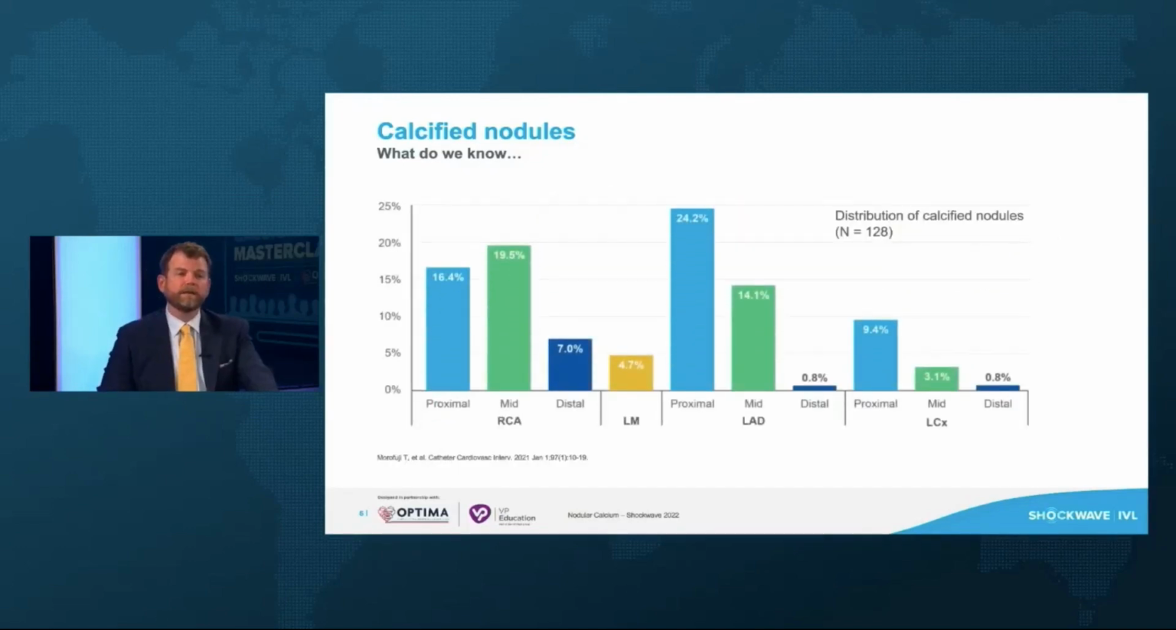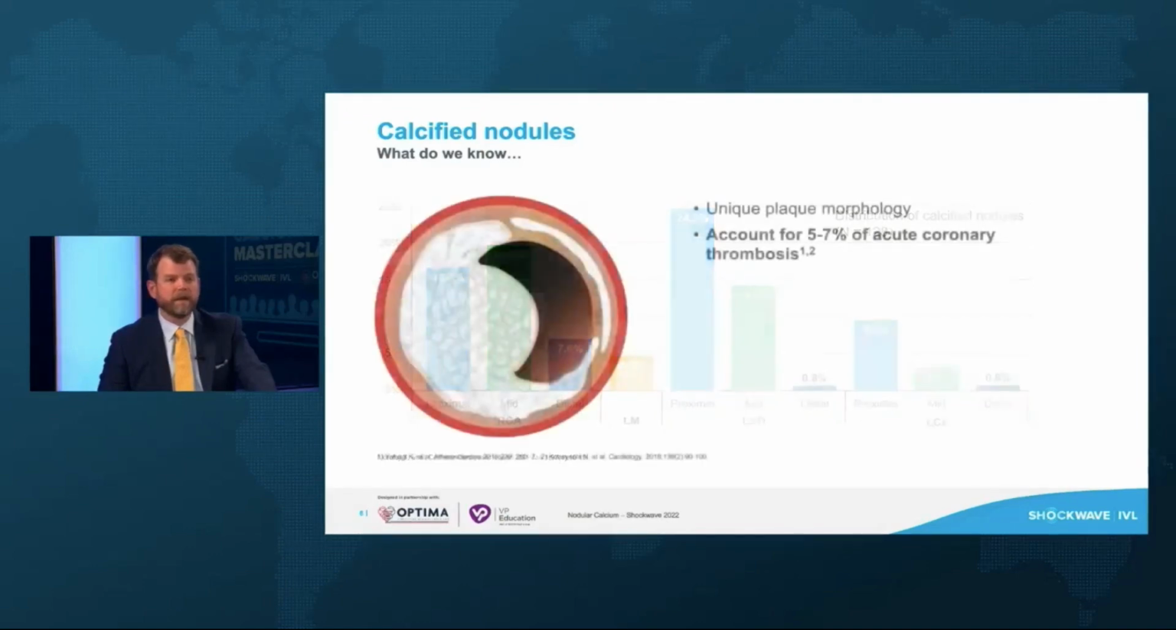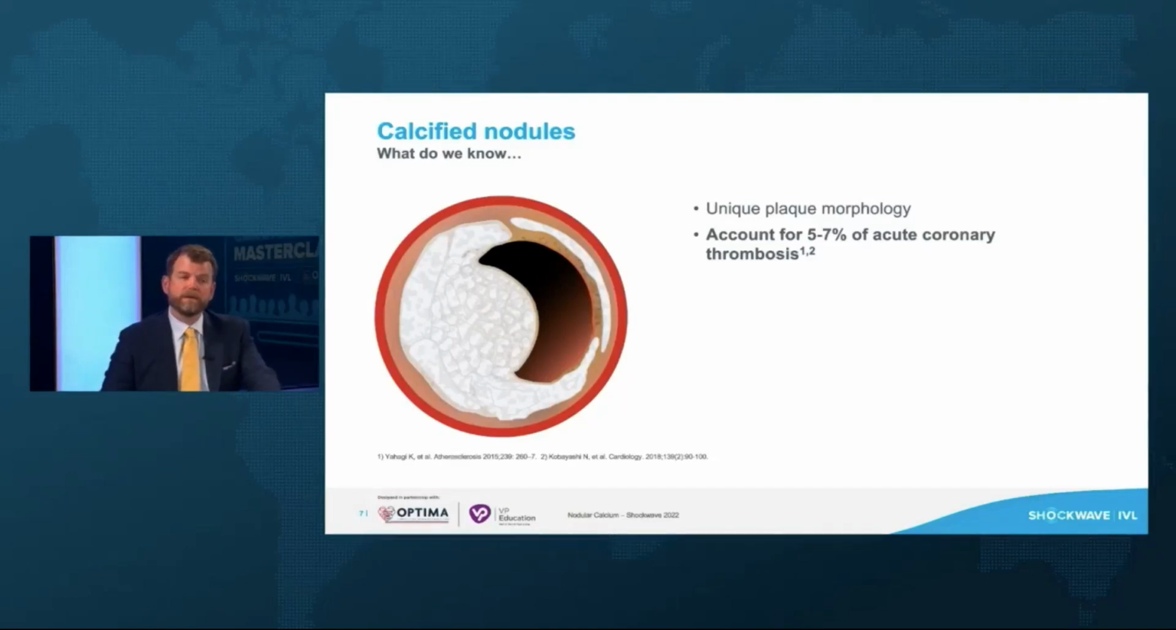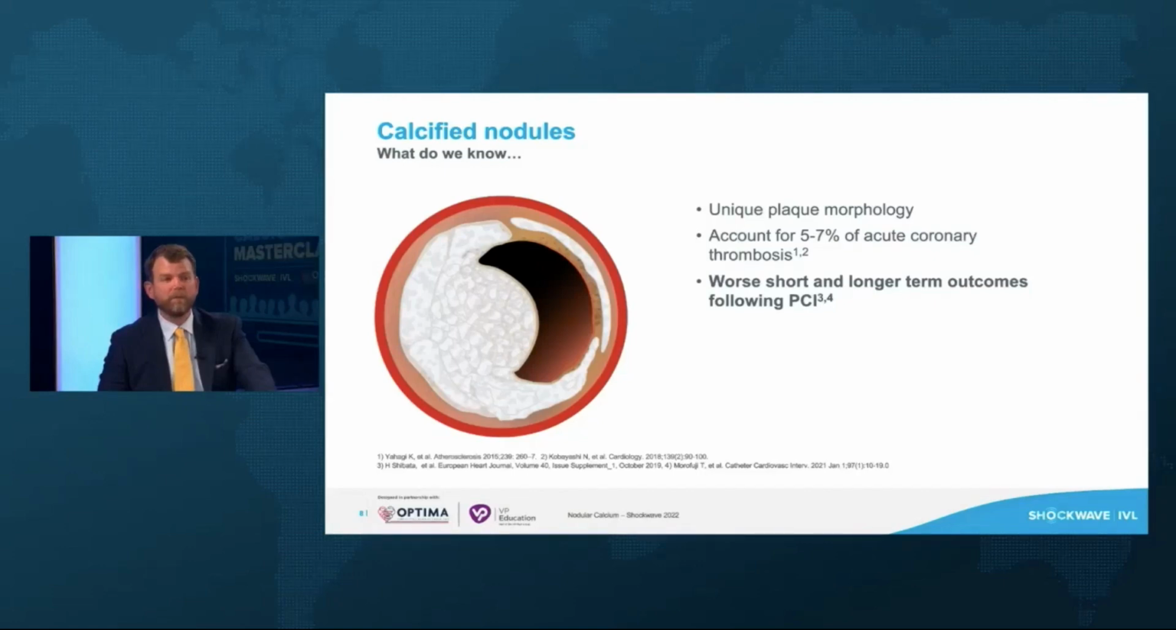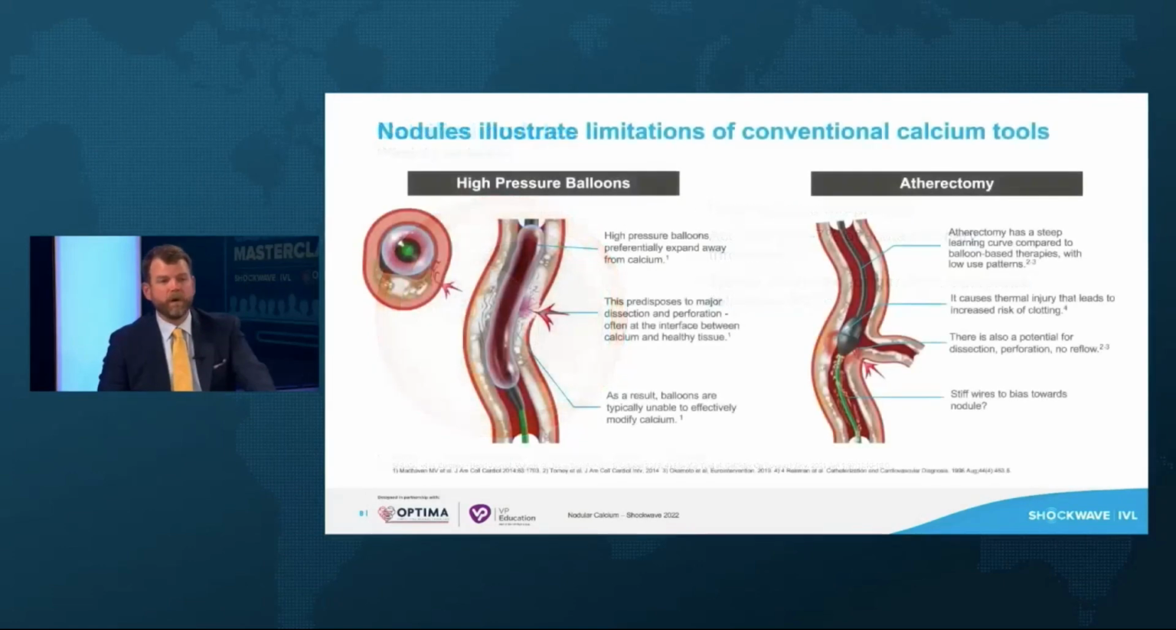Not surprisingly, you see the distribution here: all three epicardial vessels, more common in the more proximal parts of the vessels. We often think of them in the mid-proximal RCAs and the ostial circumflexes, just because those tend to give us the most problems. They do account for some cases of ACS, and we talked about those two histological types and how that forms. And then there are worse short and long-term outcomes following PCI, very similar to calcified lesions in general, but particularly for nodules as well.